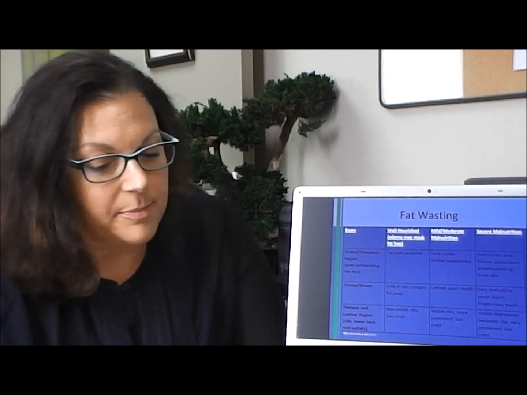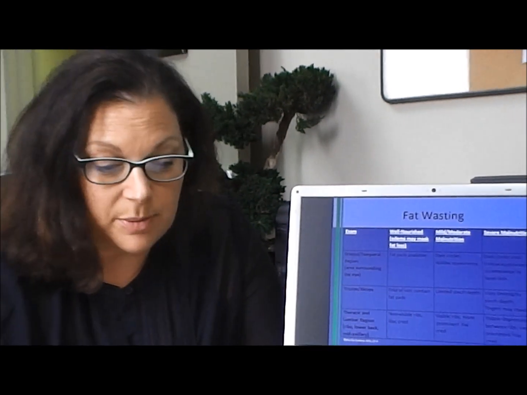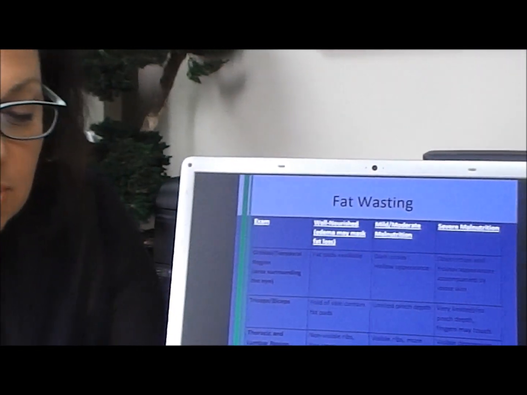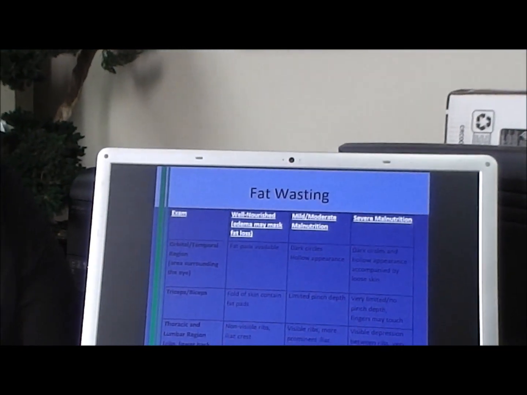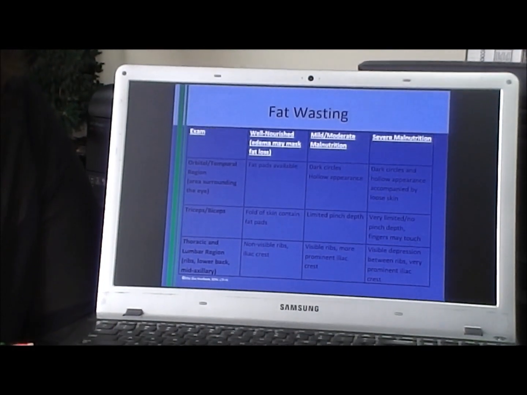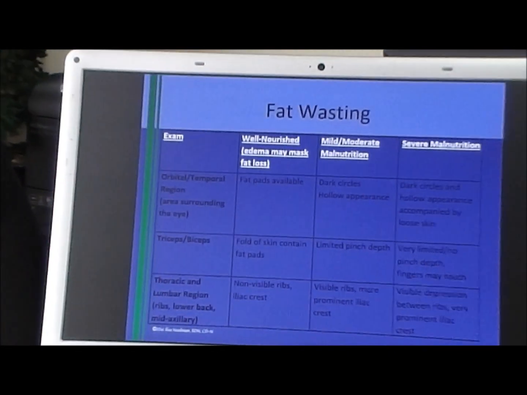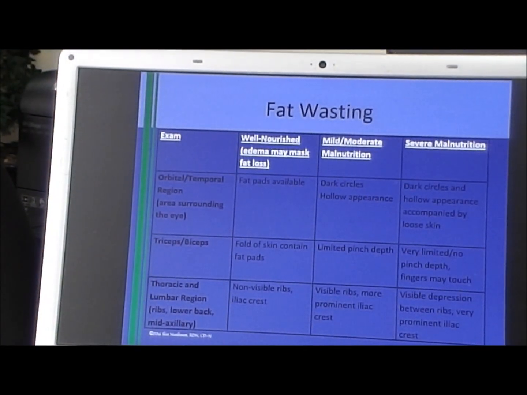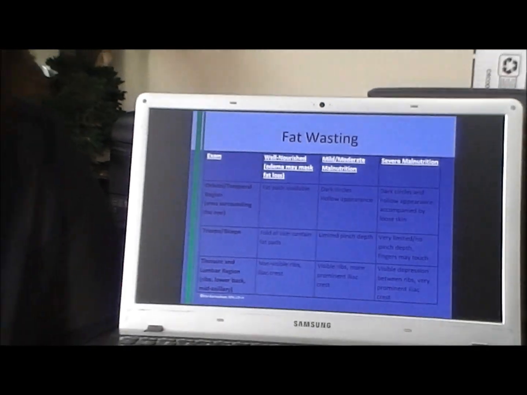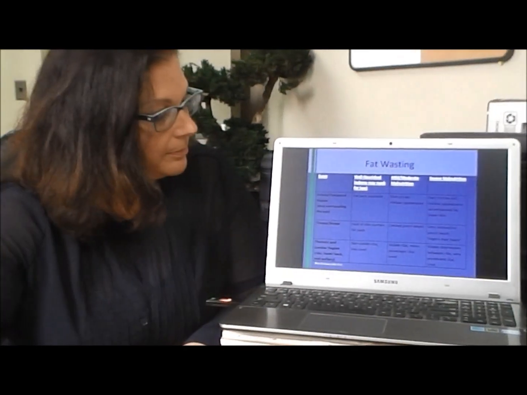Here's a chart that can help you differentiate between a well-nourished patient and one with mild to moderate or severe malnutrition in your physical exam. Even the most non-invasive examiner can easily see temporal wasting or wasting in the web of the hands in a malnourished patient.